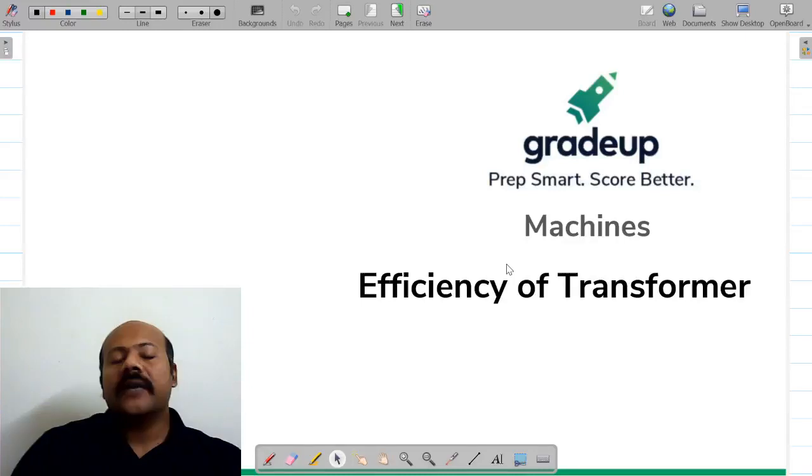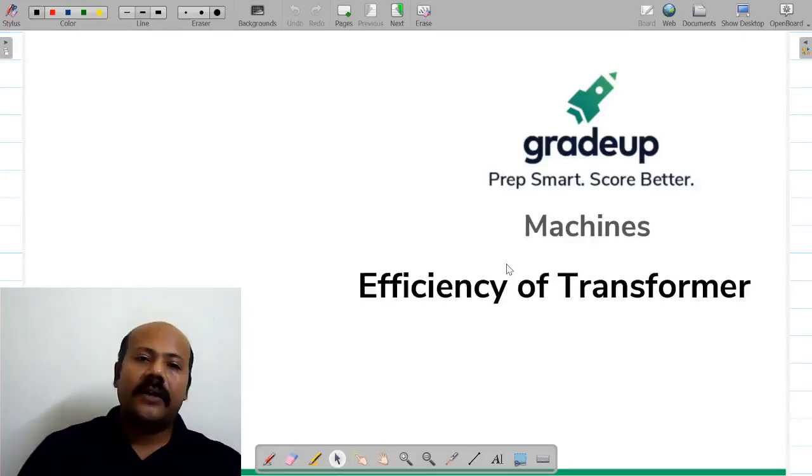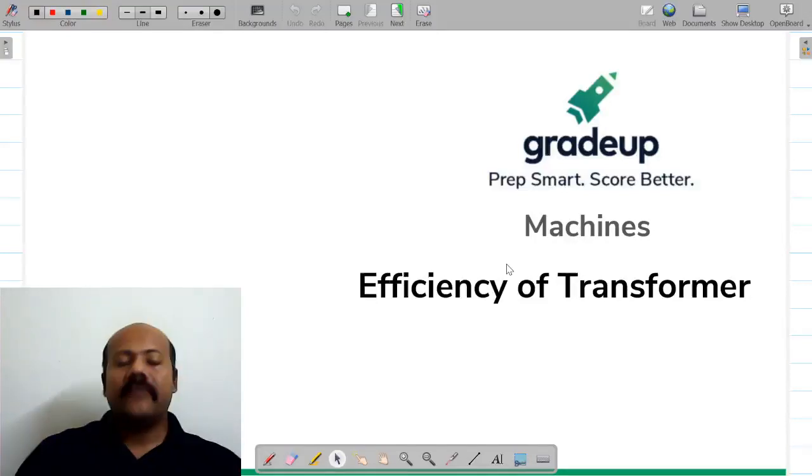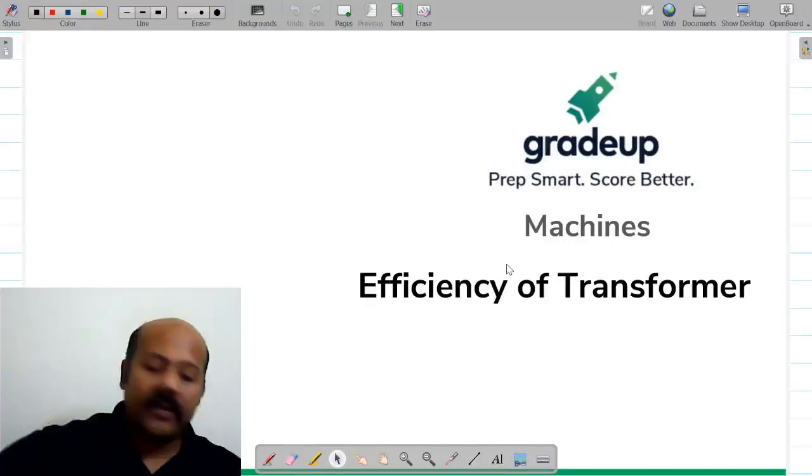Friends, today we are going to discuss some of the important concepts related to the transformer. In the previous class, we discussed some of the basic construction details and concepts related to self-inductance, mutual inductance, and leakage inductance. Now today we will be discussing some of the topics.